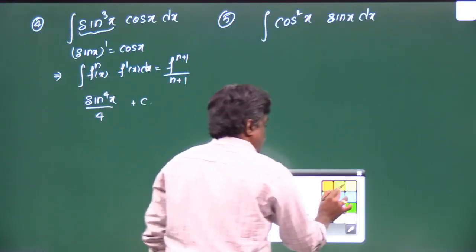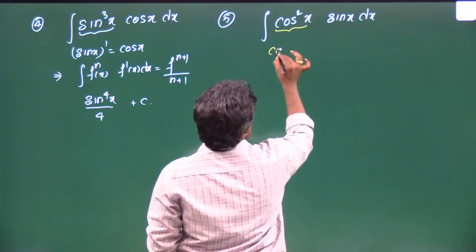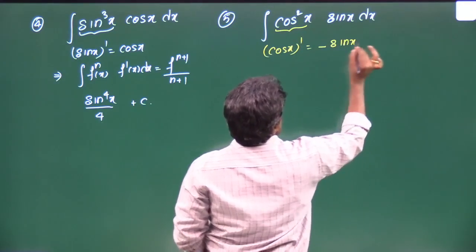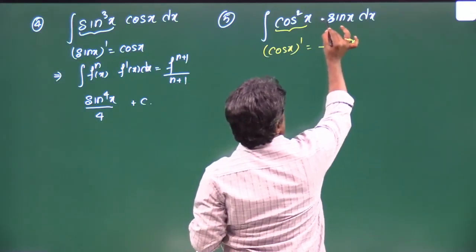Okay, so let us check whether you have this differentiation or not. Here this is our function. Cos x differentiation, here we have minus sin x. But unfortunately there is a sin x, no problem. Just write minus 1 here.